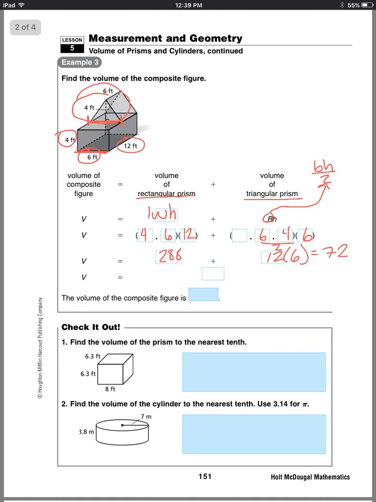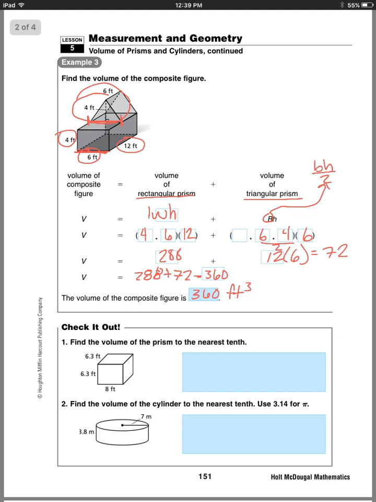The volume of the rectangular prism was 288. So in order to find the total volume, we have to add those together. So 288 plus 72, that's a plus sign. And when we do that, we get 360. So the volume of the composite figure is 360 feet cubed, because remember, it's the volume, so we have to cube it. So you have two check it out problems.